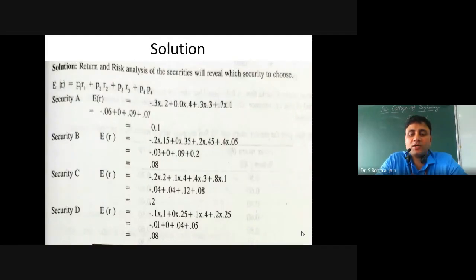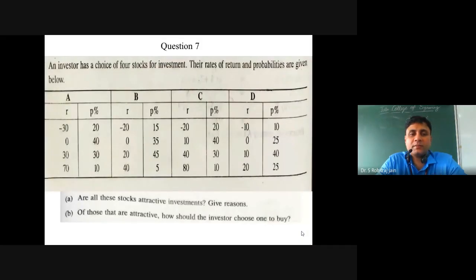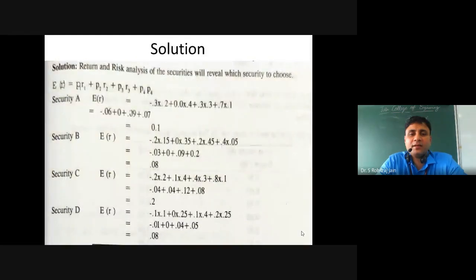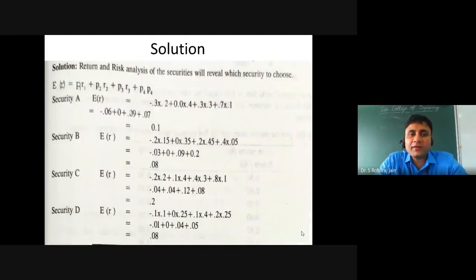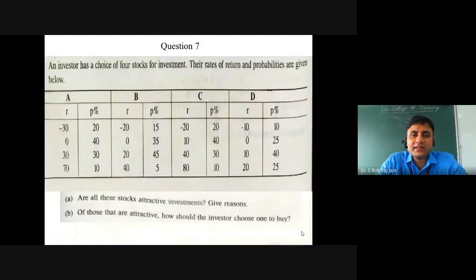Expected return, how to find out? See, I have converted minus 30 into decimal. Don't get confused over there. Okay, minus 0.3, sorry, minus 0.3 multiplied by 0.2. See what I'm calculating now? Expected return, right? See the table: minus 0.3 multiplied by 0.2 plus 0 multiplied by 0.4 plus 0.3 multiplied by 0.3 plus 0.7 multiplied by 0.1.